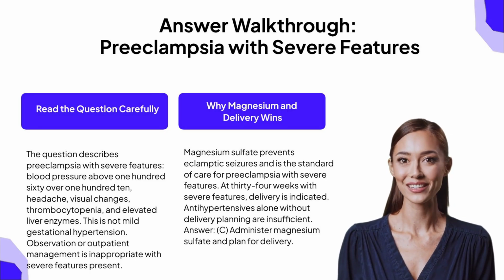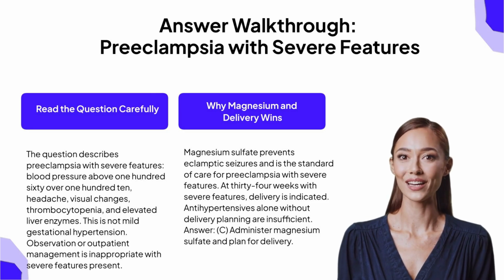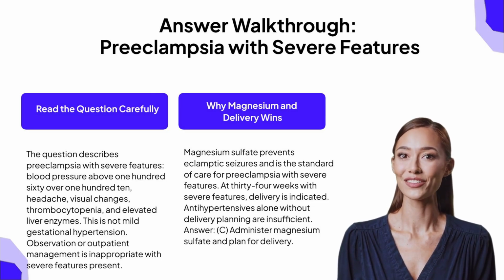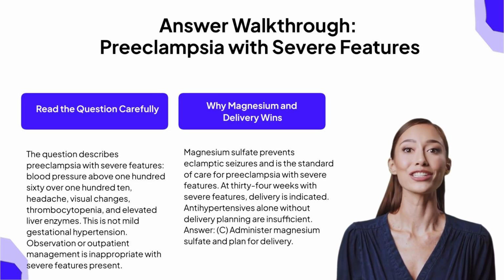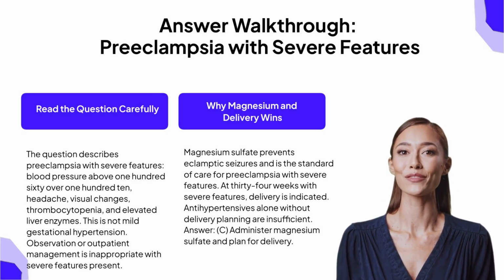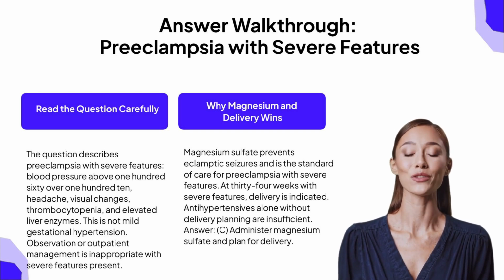The blood pressure is significantly elevated, she has headache and visual changes, thrombocytopenia with platelets below 100,000 and elevated liver enzymes. This is not mild gestational hypertension, and observation or outpatient management would be dangerous. Now, why do magnesium sulfate and delivery win?